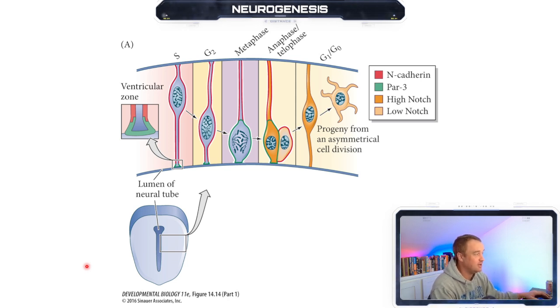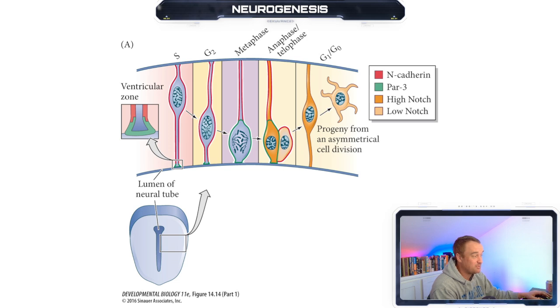PAR3 protein function in a radioglial cell helps with adhering there to the lumen tube. You can see it's expressed right here on the very distal end of this neuron. The dynamic distribution of PAR3 in these luminal stem cells regulates the synthesis of Notch. So it's what determines if there's high Notch or low Notch.